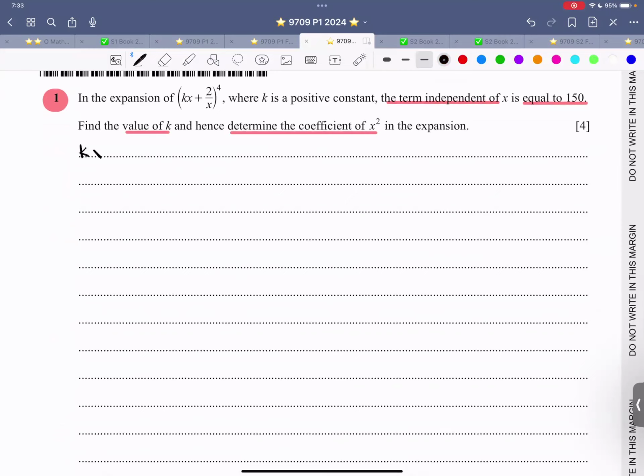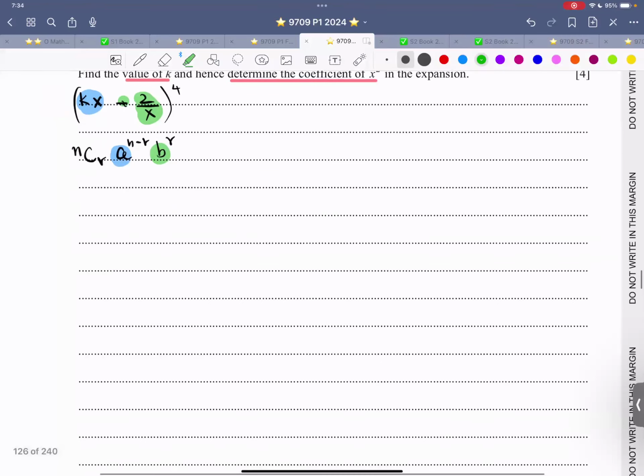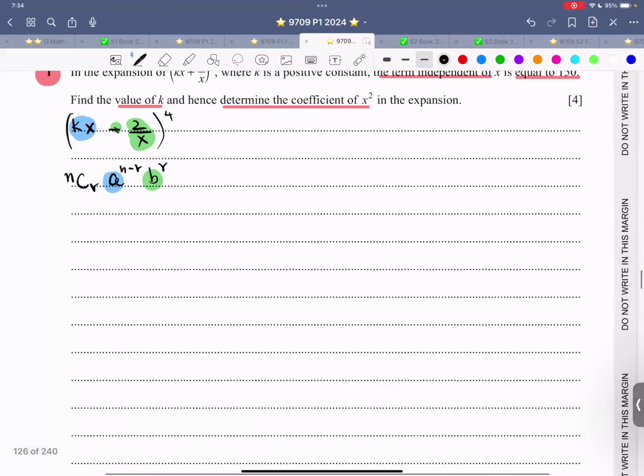First of all, (kx + 2/x) raised to the power of 4. Write down the particular term formula, that is nCr a^(n-r) b^r. Of course, I am explaining it, so I'll be taking a little bit more time than usual. This is a over here, and over here, this is b, that is this thing with the plus sign. So let's write it: n is 4, that is 4Cr, a is kx, and this is (2x^-1)^r. This is raised to the power of 4 minus r.